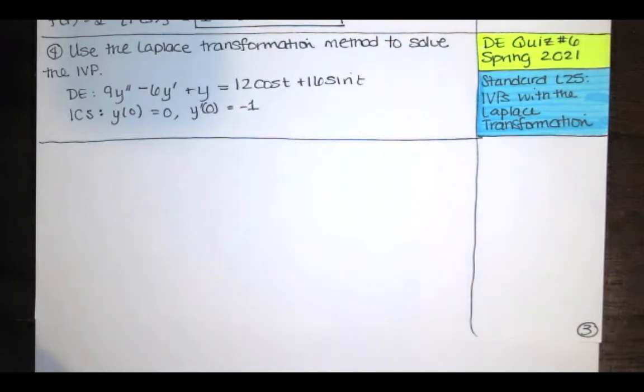And there were multiple versions of this quiz, so if you're taking my class, you may not have seen this problem, but you probably saw something similar.